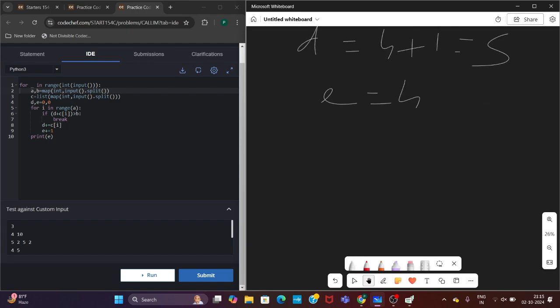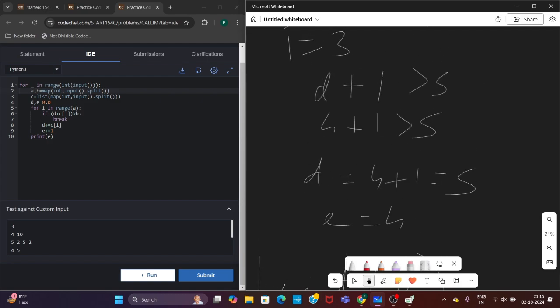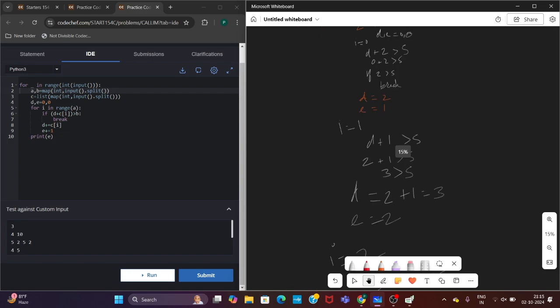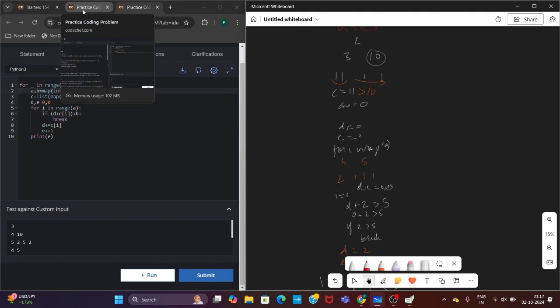So we are left with no iterations. Just simply print E, which means our answer is 4, simply 4. In this way we have solved this problem. Okay, let's move on to our next problem statement.